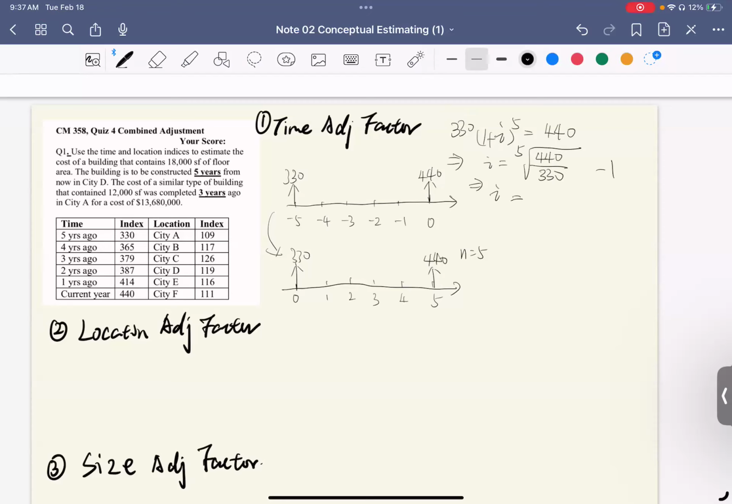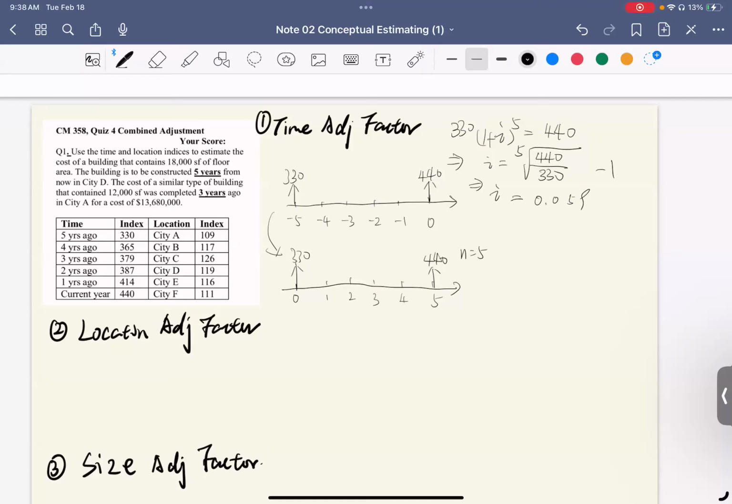So that is the equation to getting I for the interest rate. Can anyone tell me what's the number for this? I got 0.059, like after you. Yeah, that's what I got. Okay, any different number you have?